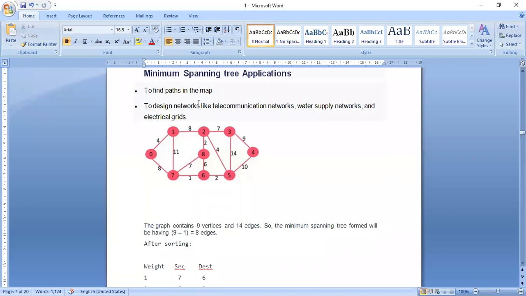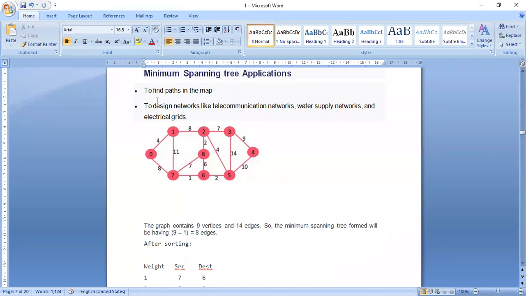So you can see here. For example, we are having a given graph. This is the given graph, you can see. Now with this given graph, I should find the minimum spanning tree. Okay. So where will I be using this minimum spanning tree?